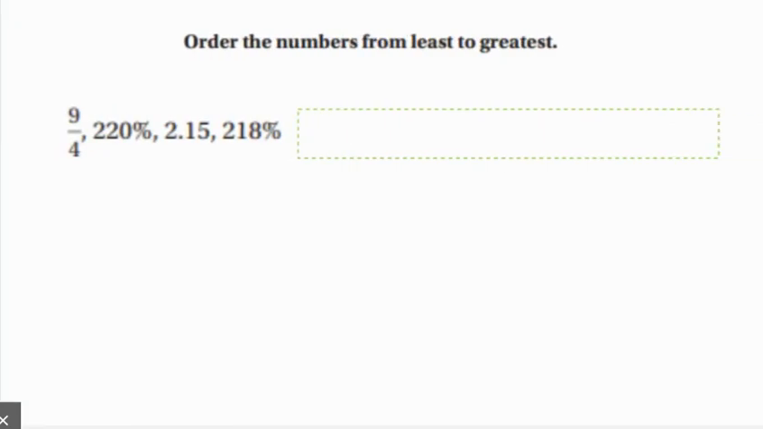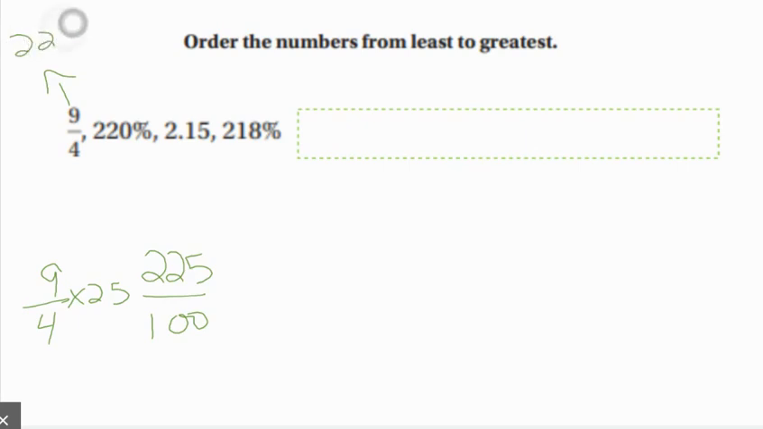For this next slide, we're ordering from least to greatest. Now we have a bunch of different data. So we have 9/4, we have fractions, we have decimals, we have percents. So we're going to take 9/4 and make it a denominator of 100. So we're going to multiply by 25. And then 9 times 25 is 225. So that means 9/4 is 225%.